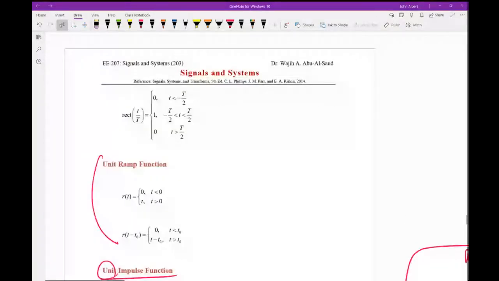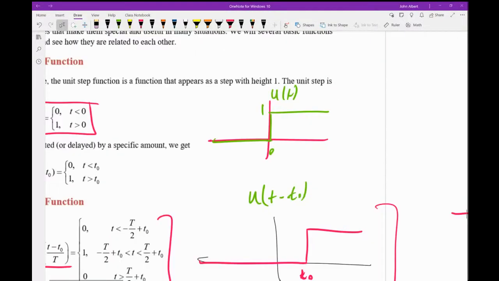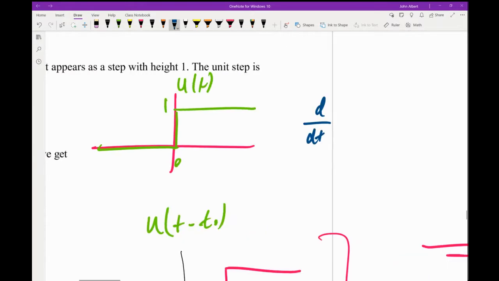Let me go in here. If someone asks you, find the derivative of u of t, can you tell me what is du of t by dt? What is the derivative of the unit step function? What is the derivative of the unit step function in here? The blue line. What is it?